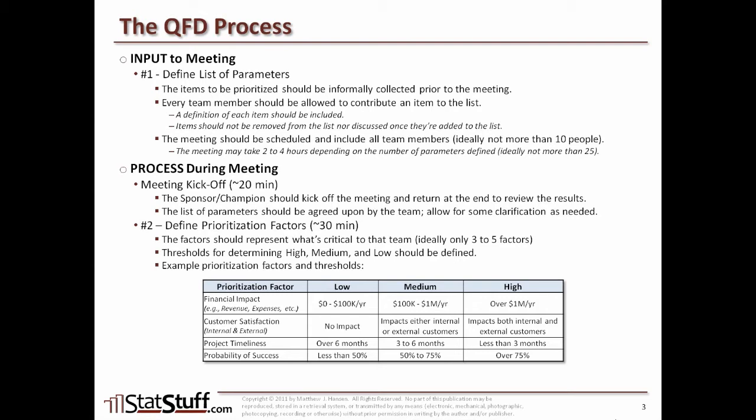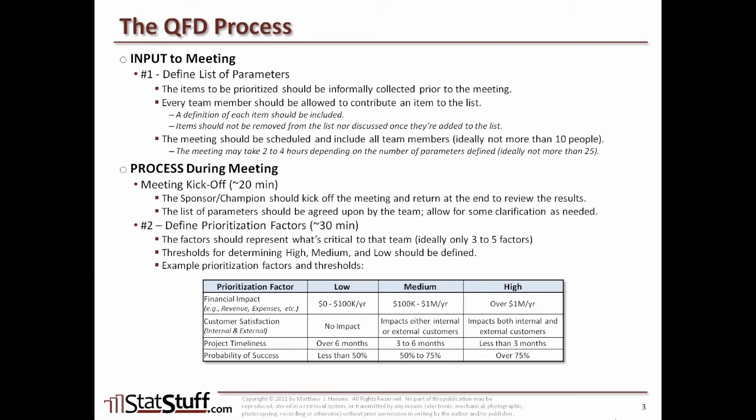If something was anywhere from $100,000 to $1 million a year as a potential financial impact, whether that's adding additional revenue or reducing expenses, either way, we said, all right, for this particular team that we're working with, we'll call that a medium level impact. And then if anything was over $1 million, we would consider that a high level impact.